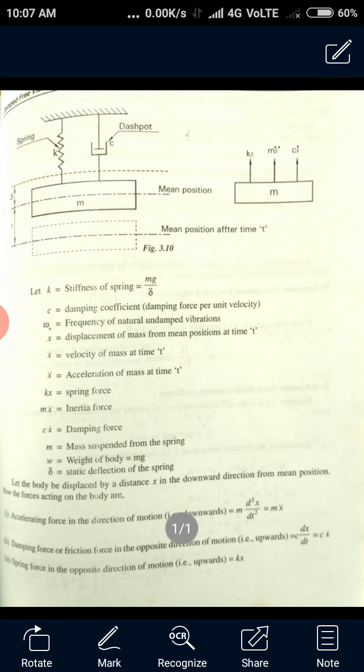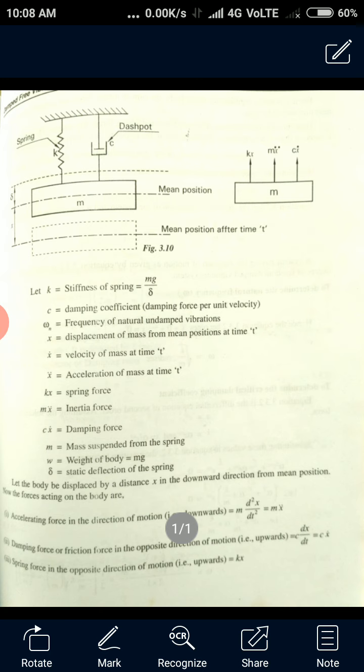We'll see that. Let k be the stiffness of the spring. Stiffness is defined as the force required for unit displacement. So what we can write here, the force is the weight, mg, by delta. Stiffness of spring equals mg by delta, where delta is the static deflection.